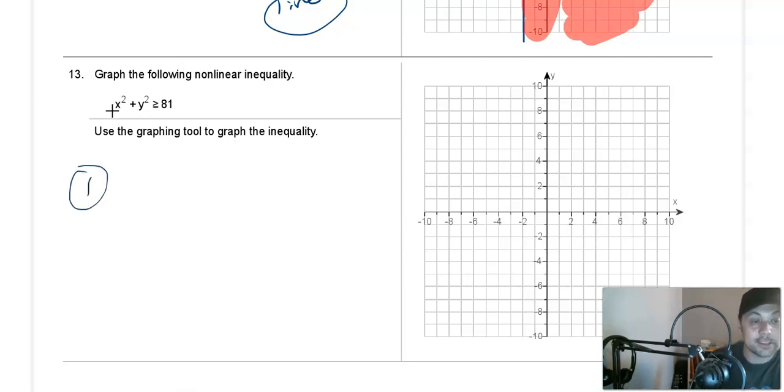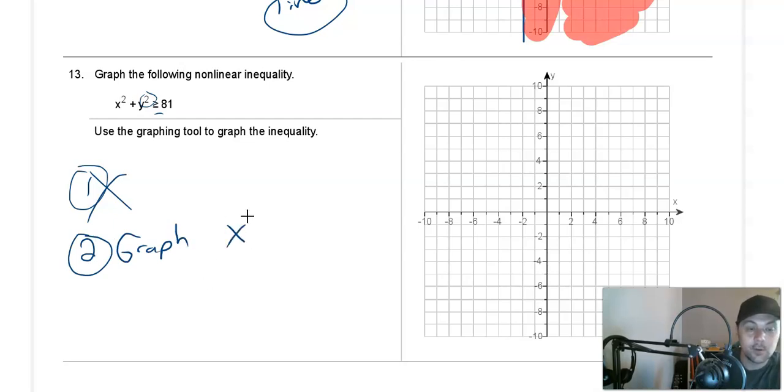Again, step 1, we want to solve for y. Can't be done here. It's y squared. You don't want to deal with square roots in these inequalities. So we're just going to leave it the way it is. We can't solve it for x either. We're just going to leave it as is. So we're just going to skip step 1 and go right to step 2, which is let's just graph this as an equation. We're going to graph x squared plus y squared equals 81.